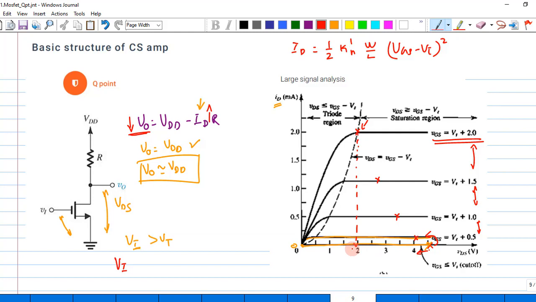Is that clear? Any doubt in this regard? Okay, so anywhere you have this intersect point, we are marking our VDS value on these current graphs.